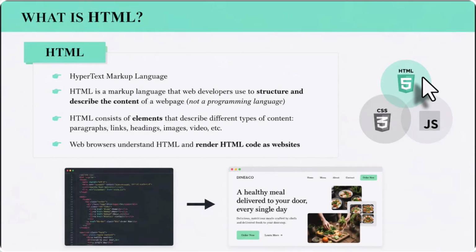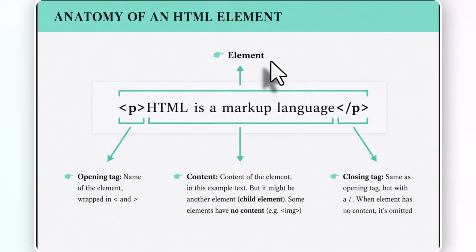But now let's zoom in a little bit and take a look at the anatomy of an HTML element. So basically take a look at the building blocks of each HTML element. And again, we are looking at the paragraph element here, as you can see by the letter P, and all of this here is actually the element itself. Now an HTML element is usually made up of three parts. First is the opening tag, which is the name of the element. So in this case it's P wrapped in the less than and greater than symbols.